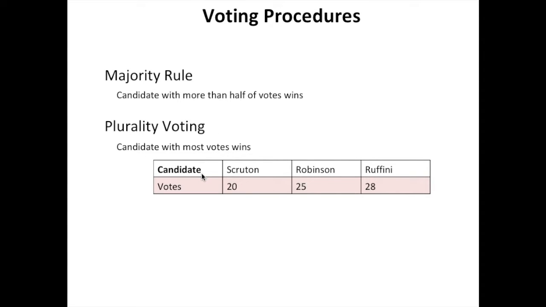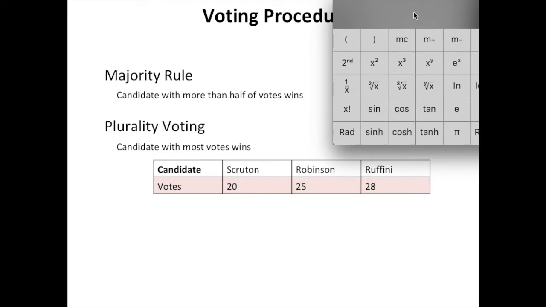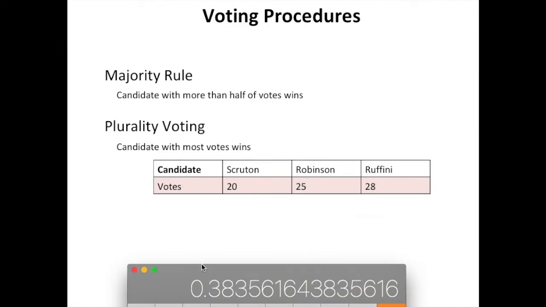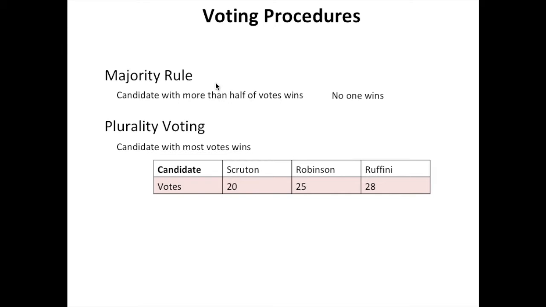Well, imagine there was a vote between the three math teachers, Mr. Scruton, Ms. Robinson, and Ms. Ruffini. Mr. Scruton gets 20 votes. Ms. Robinson gets 25 votes, and Ms. Ruffini gets 28 votes. Notice nobody has a majority. There are 73 votes in all. Ms. Ruffini has the most, 28 out of 73, which is only 38% of the vote. So she doesn't have the majority, so she can't win. No one wins with majority rule, but with plurality voting, the candidate with the most votes wins, which would be Ms. Ruffini.